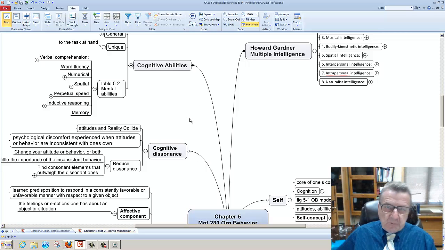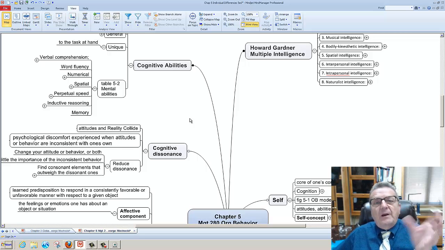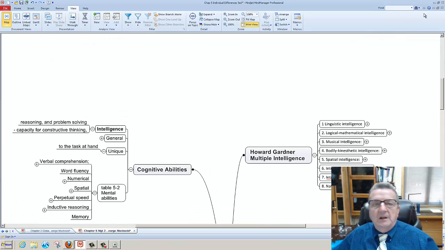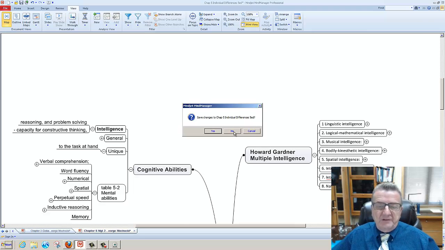When I first get hired or promoted, I may have this cognitive dissonance: is this the right job? Can I do the task? All that doubt I have to get rid of right away, because I need you to be moving forward and to increase your learning curve. Okay, so we're done.